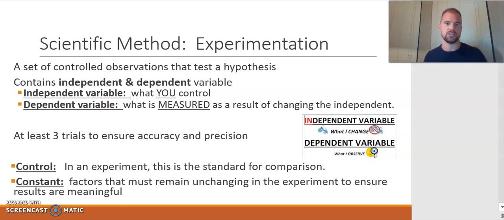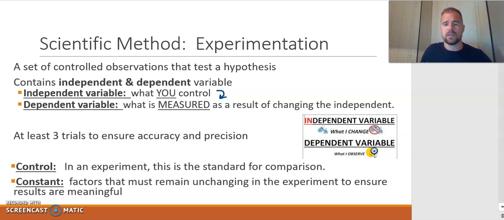You can change it. Whereas the dependent variable is directly coming from that. It's what you're measuring. It's what you're observing. So a way to think about it is the independent variable is what will affect the dependent variable. Maybe. Maybe it won't. Okay? But the independent variable is what you control. So let's think about an example.